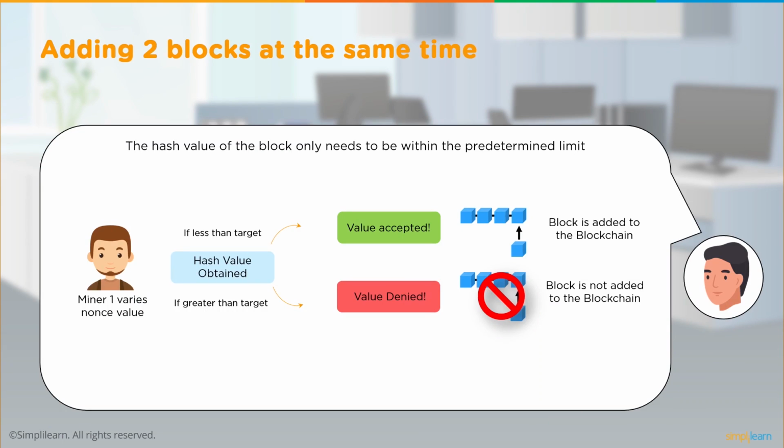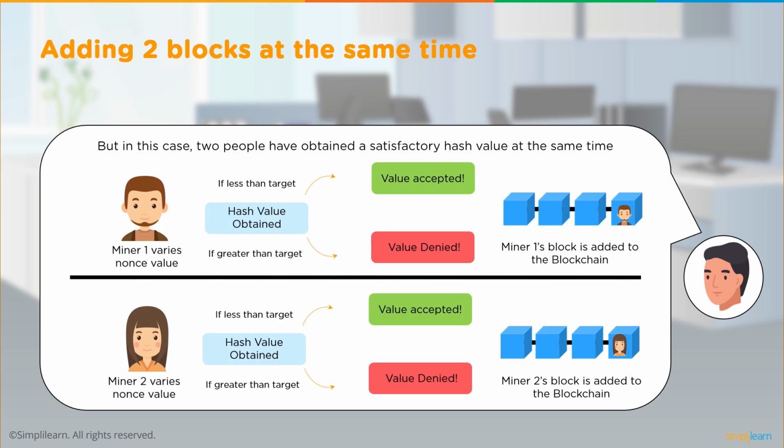So when adding 2 blocks at the same time, the hash value of the block only needs to be within the predetermined limit. If the generated hash value is less than the target, then the value is accepted and the block is added to the blockchain. But if it is greater than the target, then the value is denied and the block is not added to the blockchain. But in this case, if 2 people have obtained a satisfactory hash value at the same time, so miner 1 and miner 2 were able to find a hash which was less than the target, then what will happen?